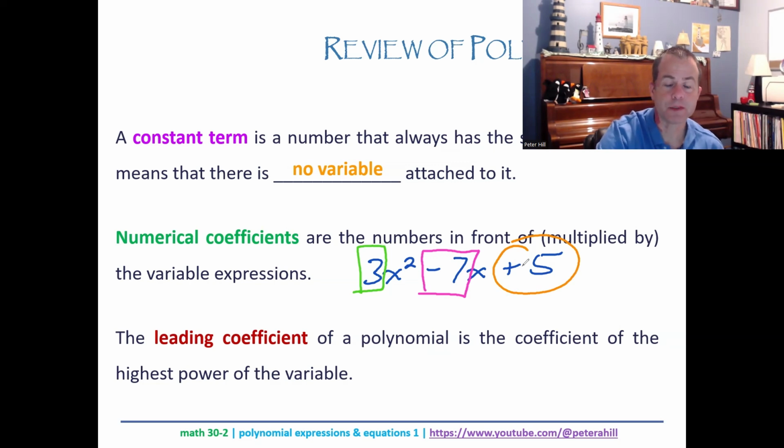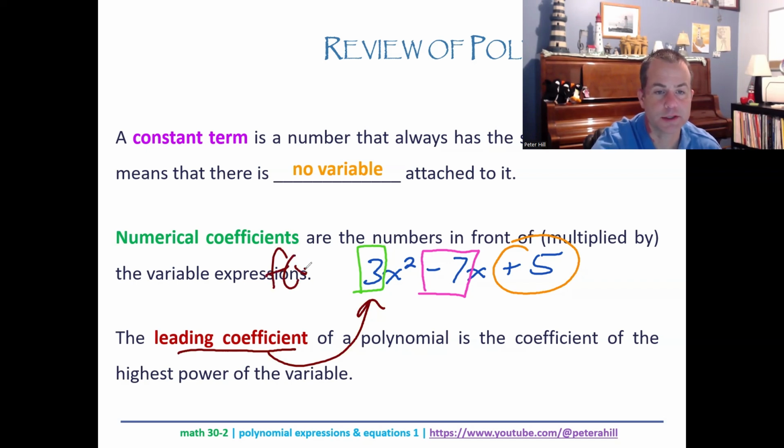Okay. Then the leading coefficient of a polynomial is the coefficient of the highest power of the variable. So in this example, the leading coefficient would be 3 here. This is just an expression right now. If I want this to be a function, let's actually just call this f(x) equals, so that it's a function.